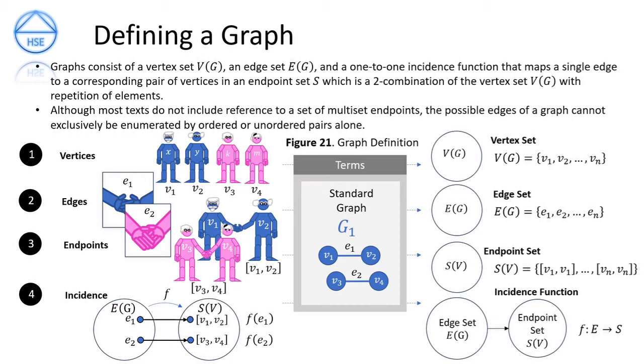Although most texts don't include reference to a set of endpoint multisets, this is what I believe to be inconsequential, as the endpoint set is essentially derived from the vertex set. I have, however, included it though, since the possible edges of a graph cannot exclusively be enumerated by sets and ordered pairs alone. Therefore, I don't believe this is an accurate depiction of a general form of a graph.